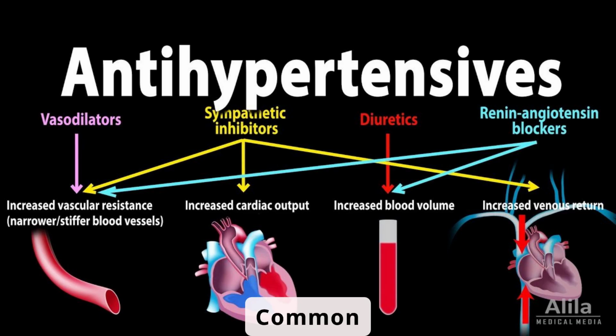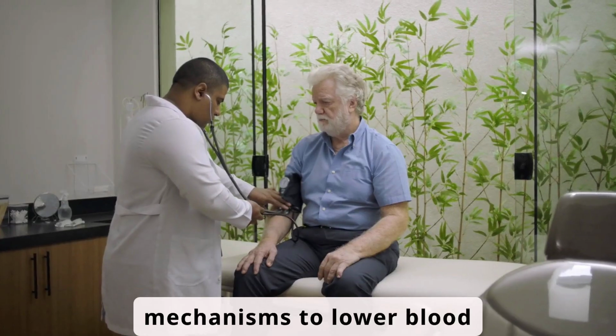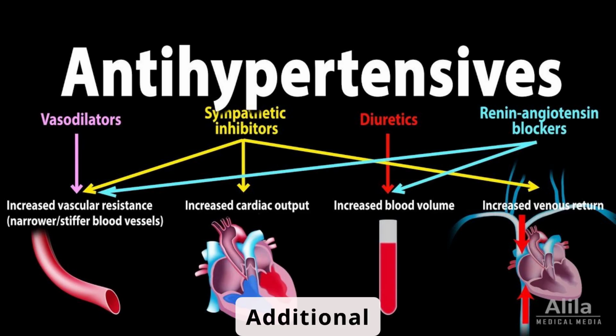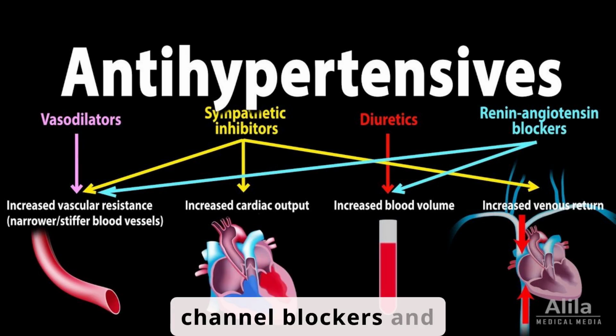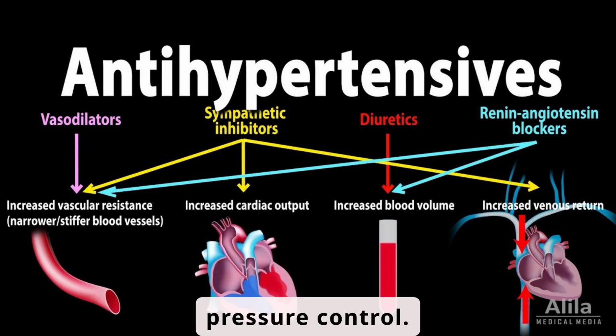Common antihypertensive agents include diuretics, ACE inhibitors, and angiotensin receptor blockers, each targeting different mechanisms to lower blood pressure. Additional antihypertensive agents include calcium channel blockers and beta blockers, offering further options for effective blood pressure control.